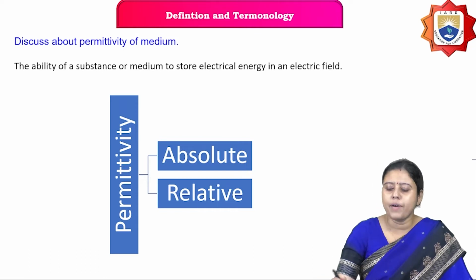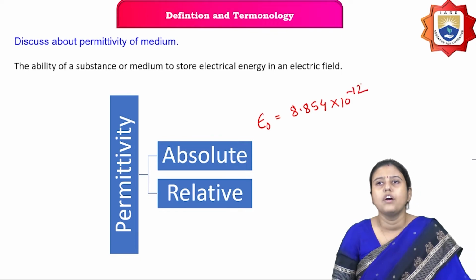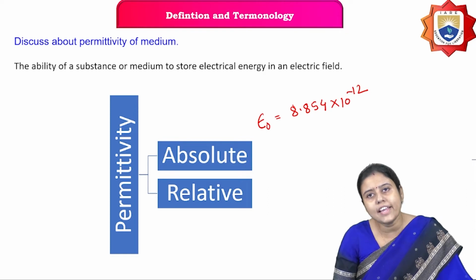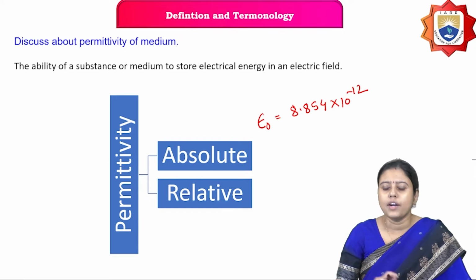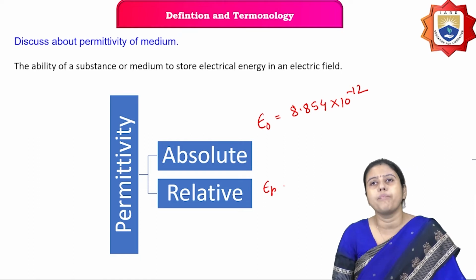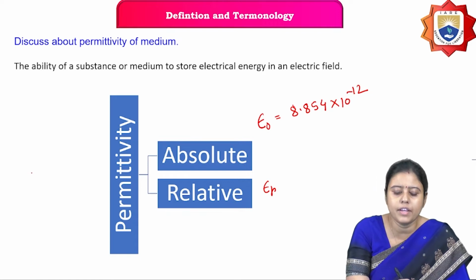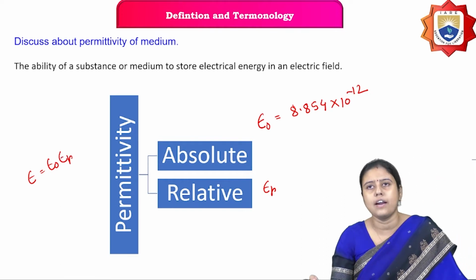It is written as epsilon naught, and its value is 8.854 into 10 to the power minus 12. What is the relative permittivity? The permittivity of any medium with respect to vacuum or air. And what is the permittivity of the medium? Permittivity of the medium is epsilon 0 into epsilon r.